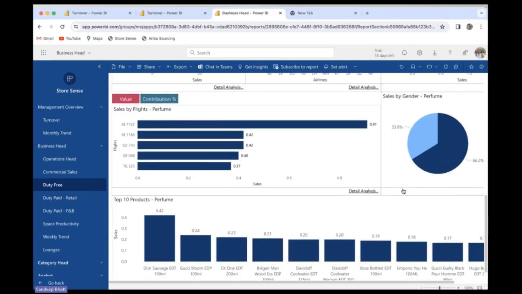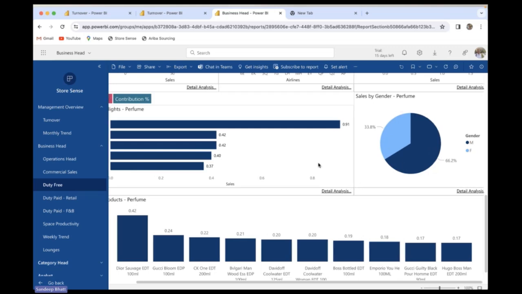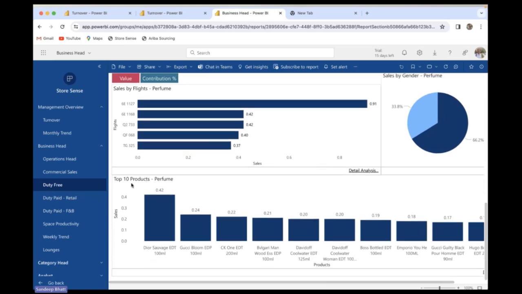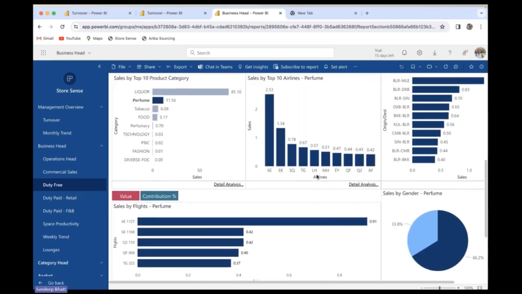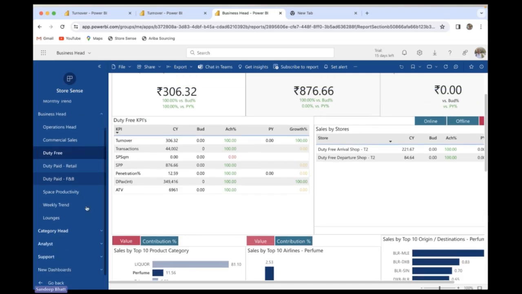And then we also capture the sales by gender under the product category perfume, because boarding passes are being scanned, and the top 10 products under perfume, which are selling the most. And if you want to look into the details, we have a detailed analysis as I have shown you. You click on it and you will get into the further details of all of those. That's from a duty-free standpoint.